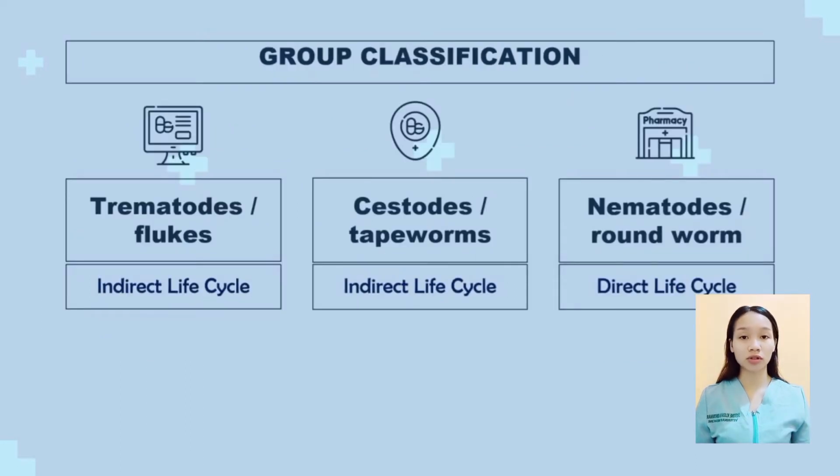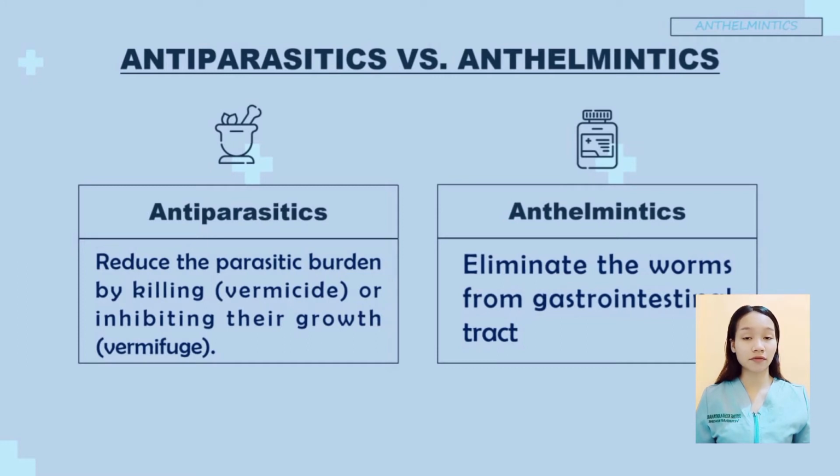An intricate body structure distinguishes helminths, which are divided into three groups: trematodes or flukes, which have an indirect life cycle, cestodes or tapeworms, which also have an indirect life cycle, and nematodes or roundworms, which have a direct life cycle. Antiparasitics versus anthelmintics. Antiparasitics are medications that lessen the parasite burden by either killing or reducing the proliferation of parasitic organisms. Anthelmintics, on the other hand, are medications or substances that are used to eradicate worms of the gastrointestinal tract.